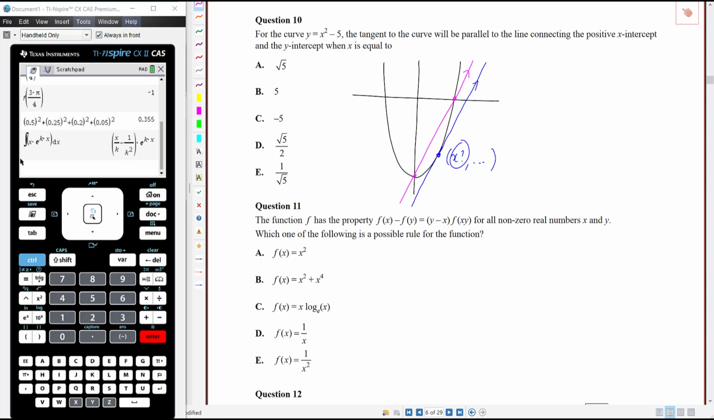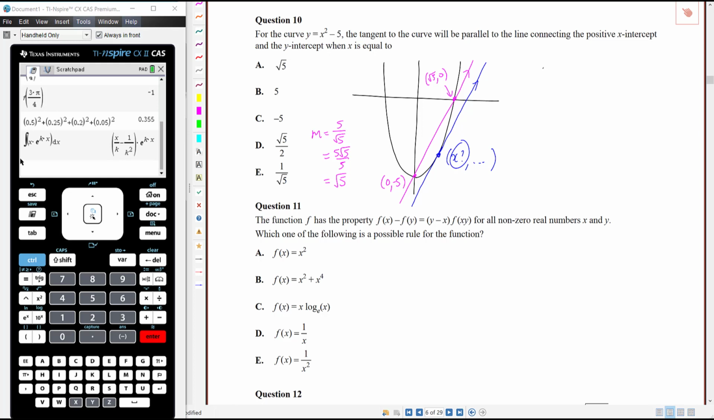So we can work out what the gradient of the pink line is, because we know that this is root 5, 0, and this is 0, negative 5. Okay, so the gradient of the pink line is rise of 5 over the run, which is root 5, 5 on root 5. If we rationalise that denominator, that's 5 root 5 on 5, and so it's just root 5. So the gradient of the pink line is root 5, and therefore the gradient of the blue line is also root 5. Okay, and so we want to know where on the curve has a gradient of root 5.